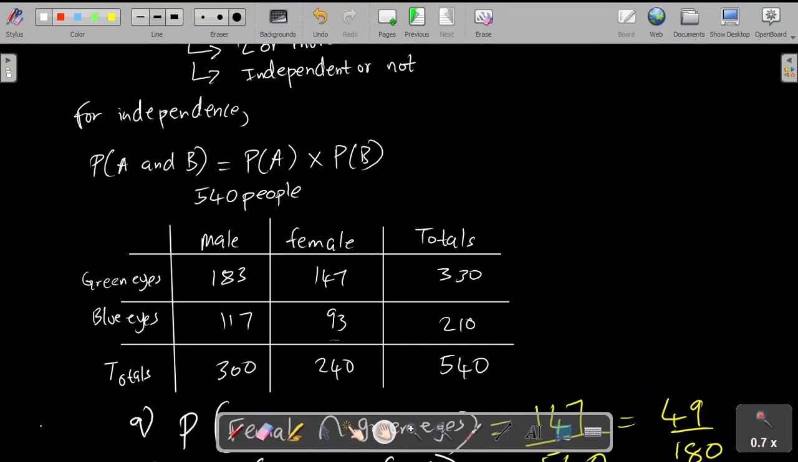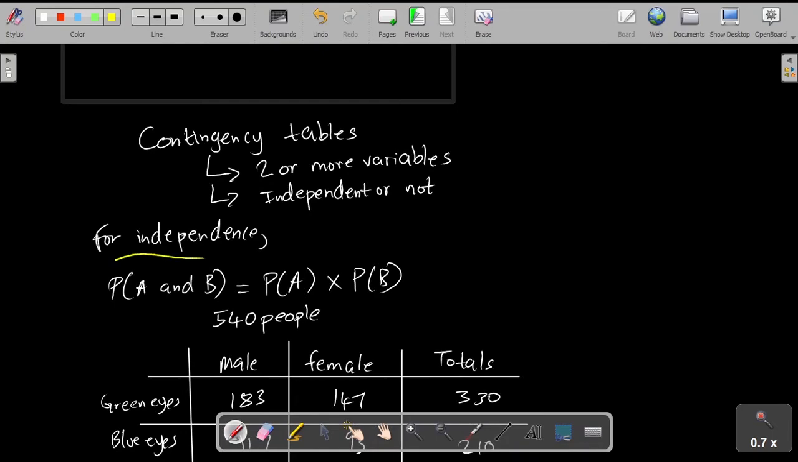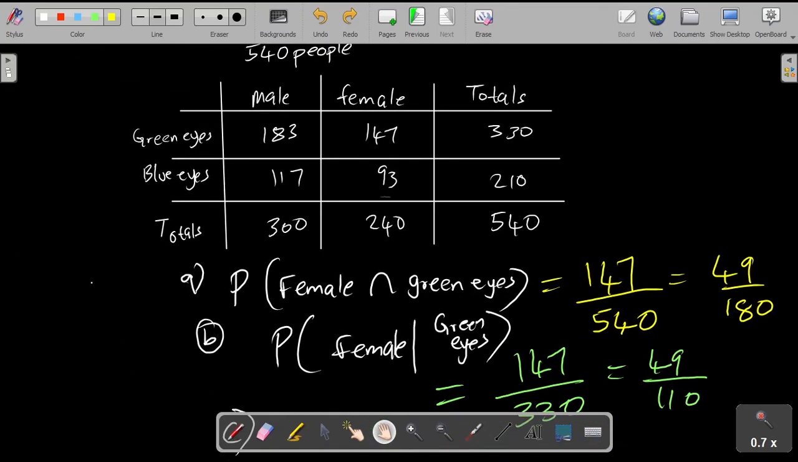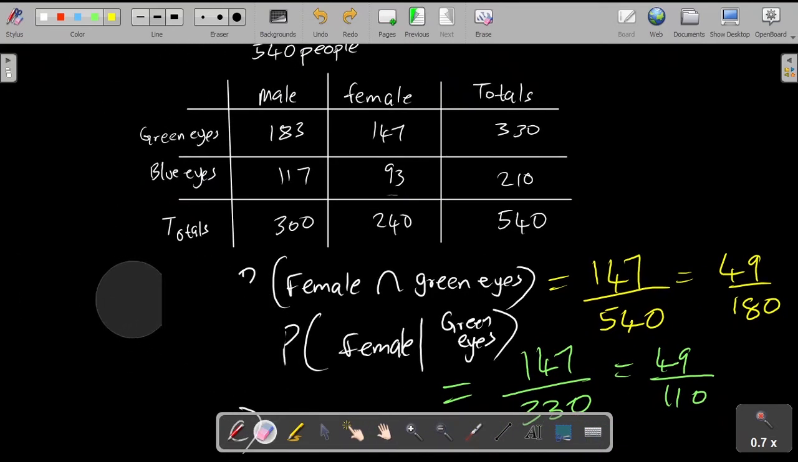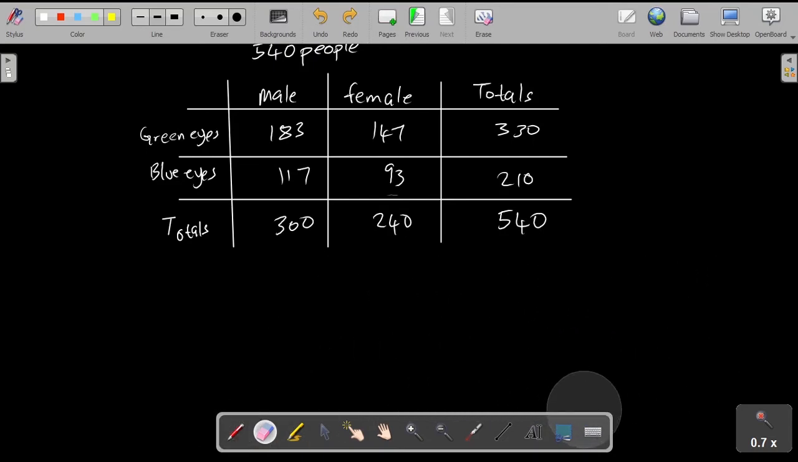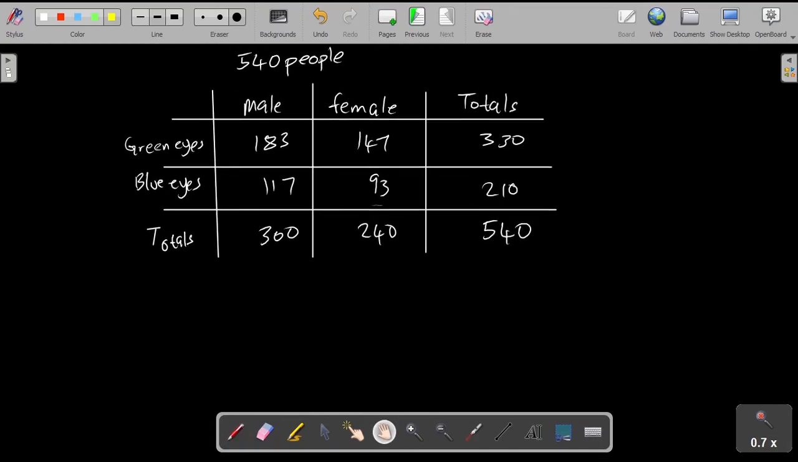And for independence, you just go back to this condition. So you have to find the one and find the other, then see if those things are equal. So let's check that. We can use any of the variables, or we can use either male or female, but let's just use the female option because we've already found that. So we already know the probability of being female and having green eyes.